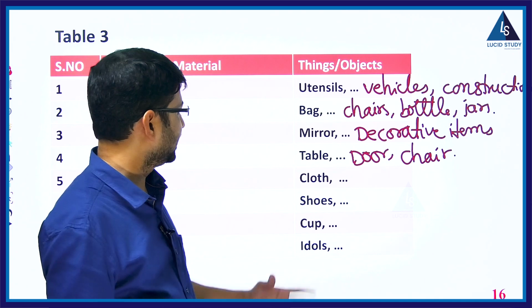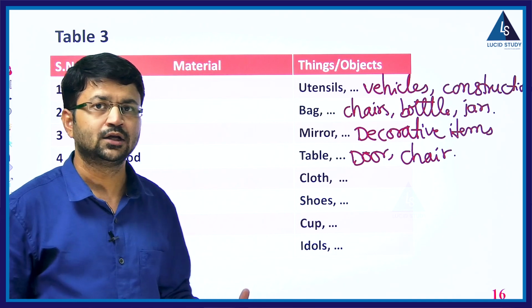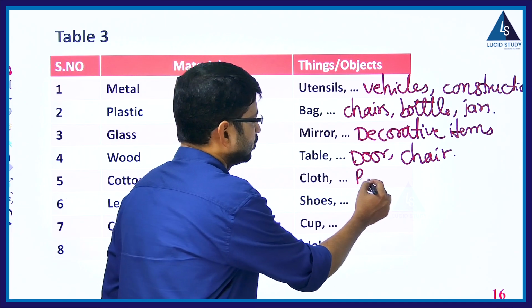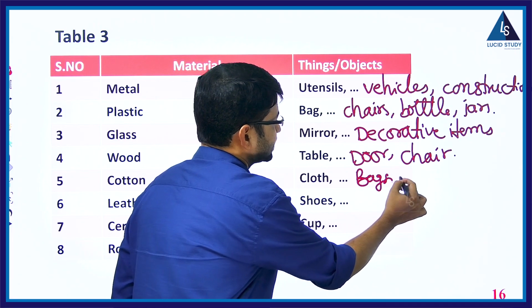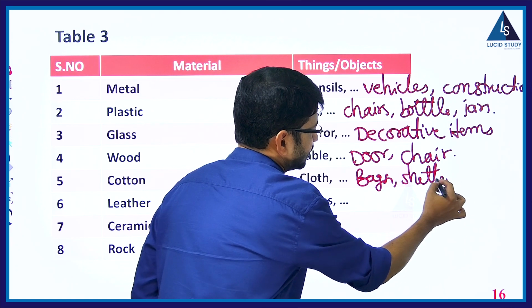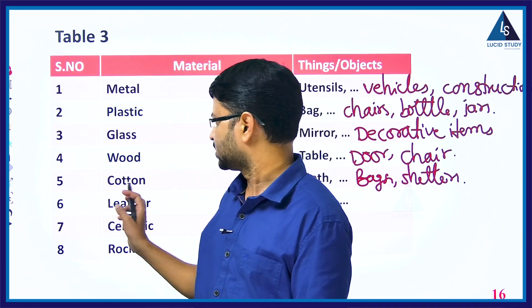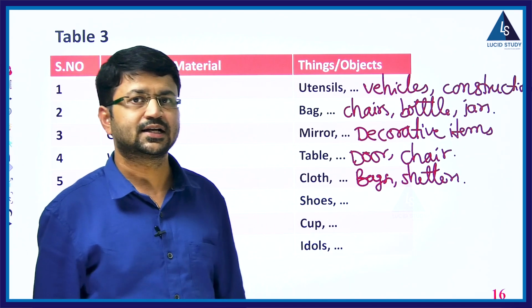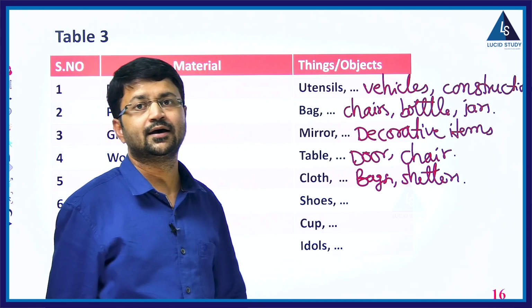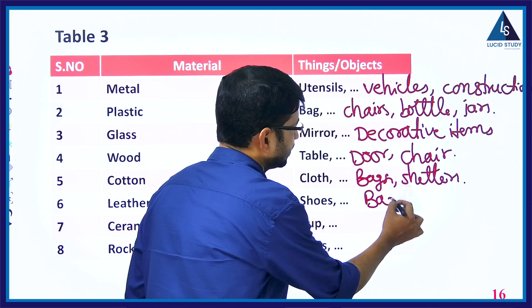Next, cotton is there. By using cotton we can make the clothes, and by using cotton we can make the bags also. We can make the sweaters also. Next, take the case of leather. Is it clear? By using leather we can make shoes, we can make bags, etc.